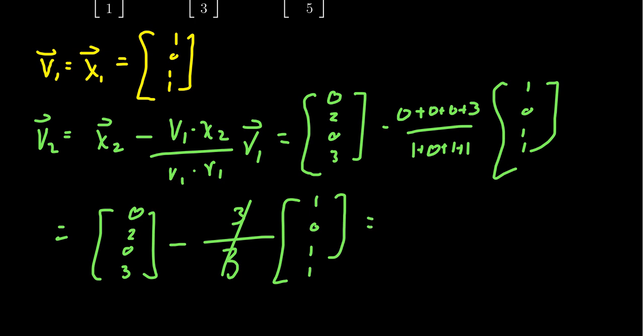Taking the difference, we end up with 0 minus 1, which is negative 1; 2 minus 0, which is 2; 0 minus 1, which is negative 1; and 3 minus 1, which is 2. So we end up with the vector negative 1, 2, negative 1, 2.